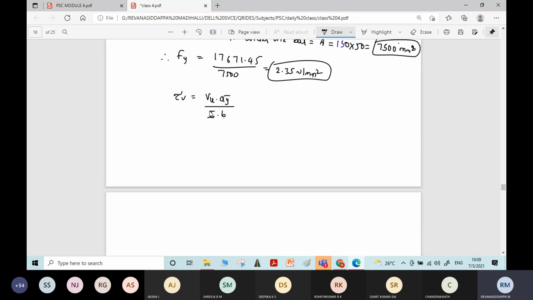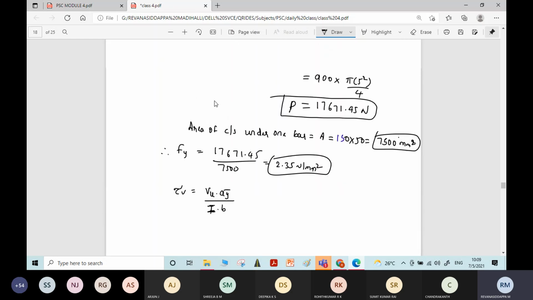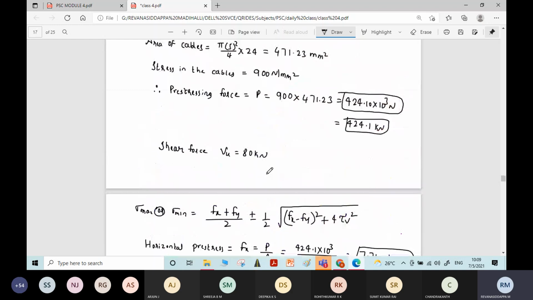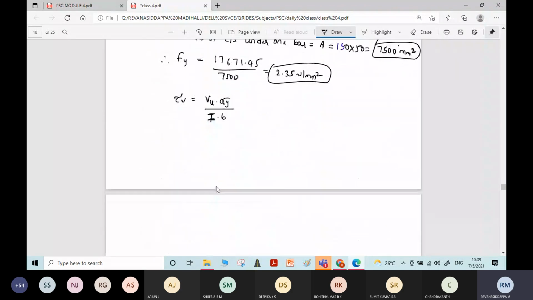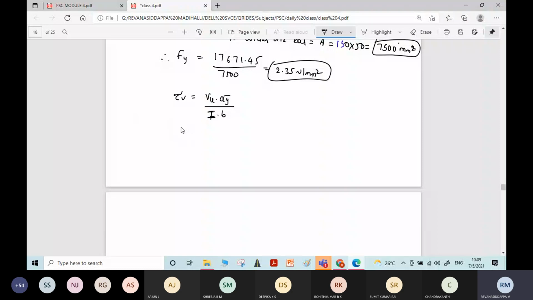Vu into Ay bar divided by Ib, where V is the shear force. Shear force is directly given in the problem itself, 80 kilonewton. V is equal to 80 kilonewton, which is nothing but 80 into 10 power 3 Newton.